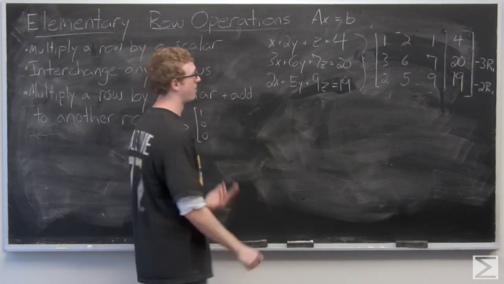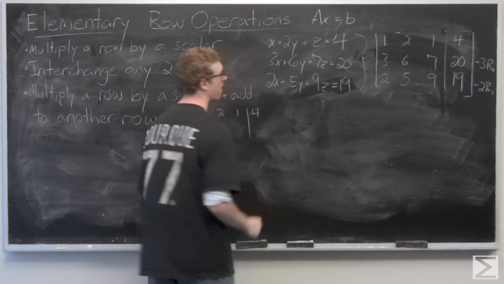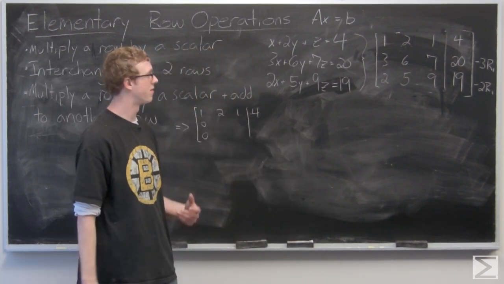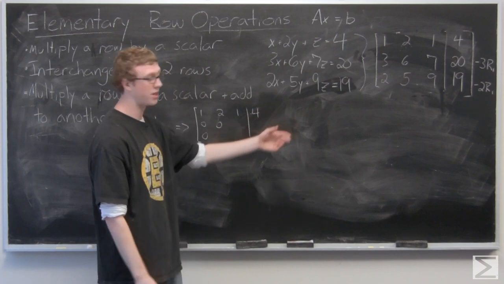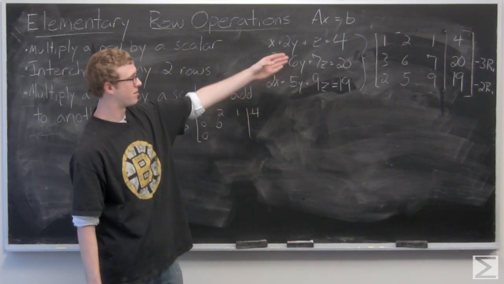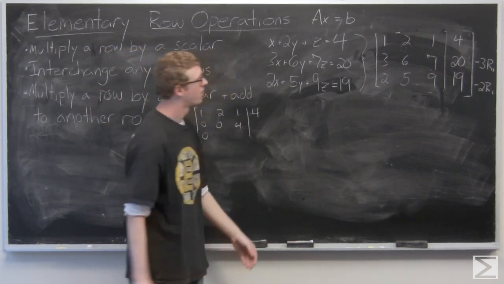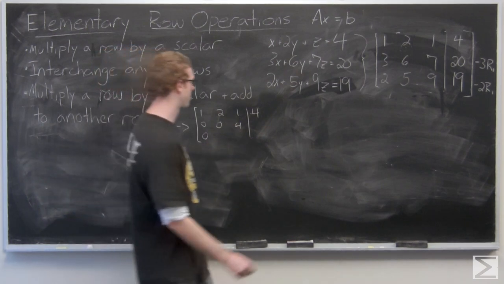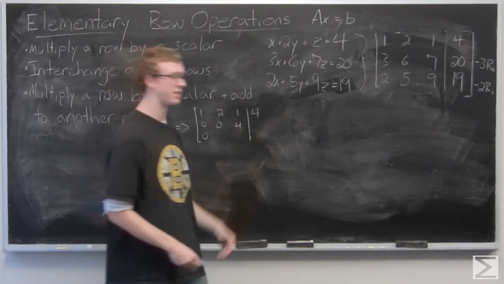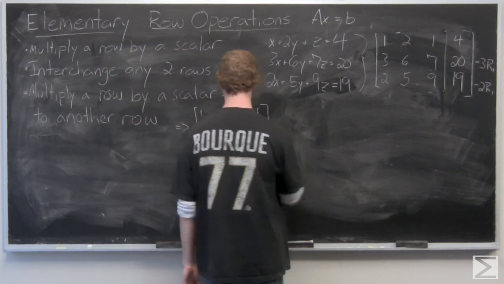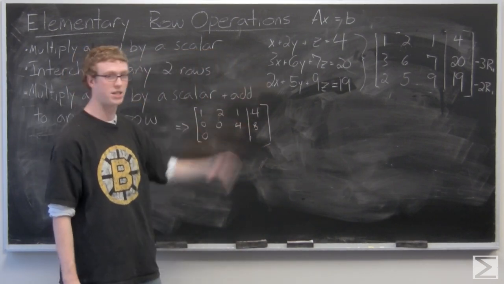So the first row is remaining untouched. The second row, if we subtract 3 of the first row, 6 minus 6 is just going to be 0. 7 minus 3 times 1 is 4. And 20 minus 3 times 4: 3 times 4 is 12, 20 minus that is 8. And then we have 5 minus 4, 9 minus 2, and 19 minus 8.